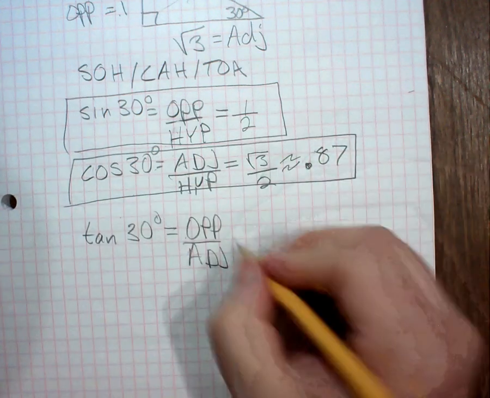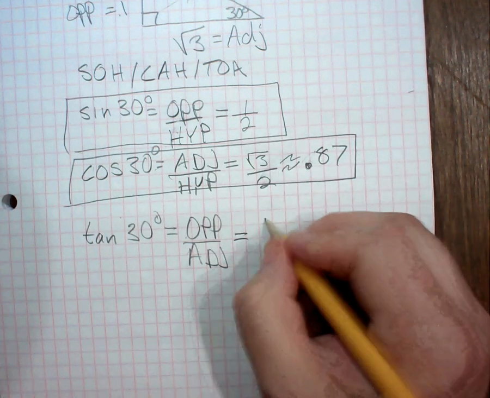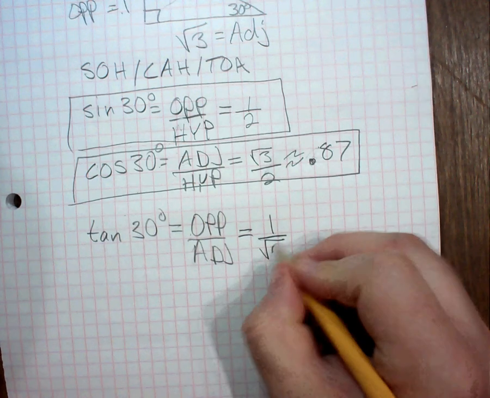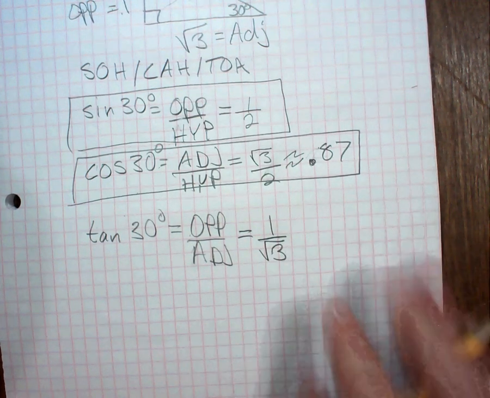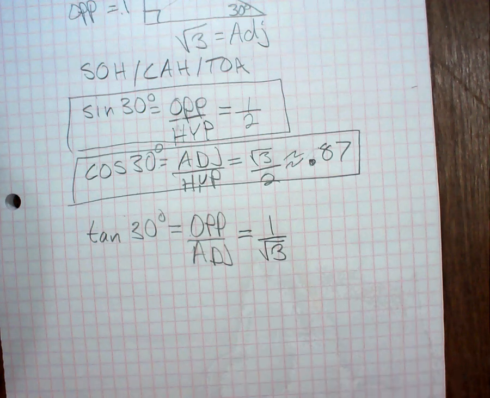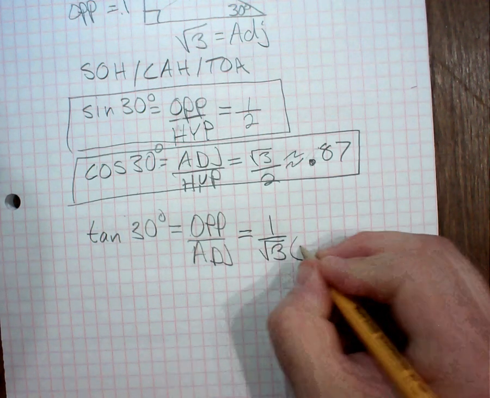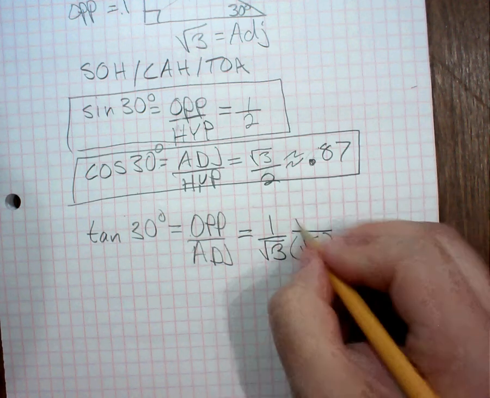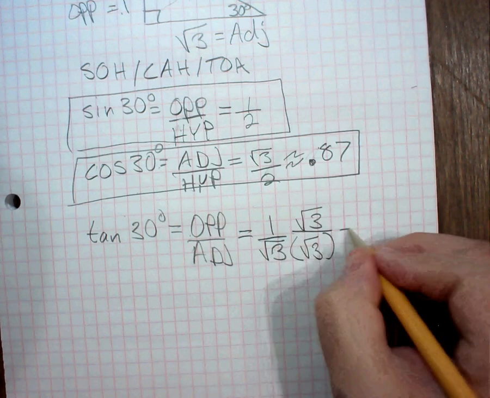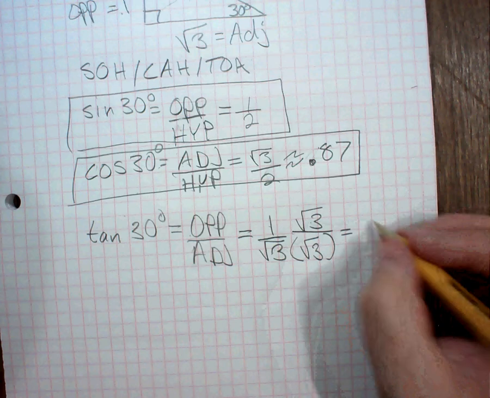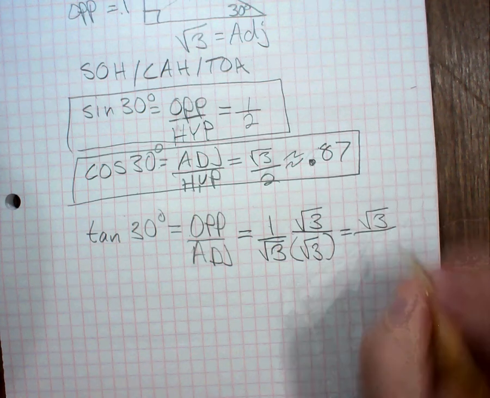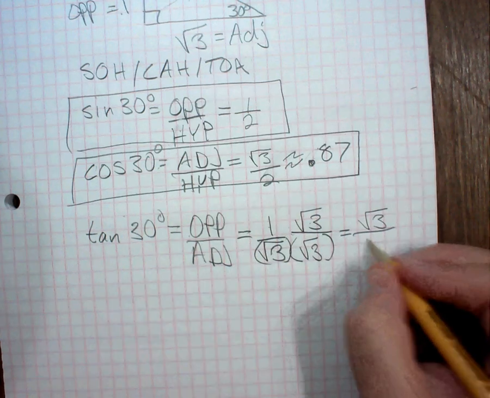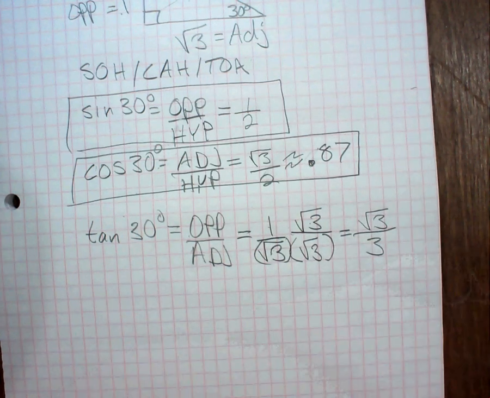And then tangent is the opposite, which is 1, over the adjacent, which is the square root of 3. Again, we want to rationalize the denominator. So we're going to multiply the denominator by the square root of 3. Whatever I do on the bottom, I have to do to the top. 1 times the square root of 3 is the square root of 3. The square root of 3 times the square root of 3 is just the base, which is 3. And that's our answer.